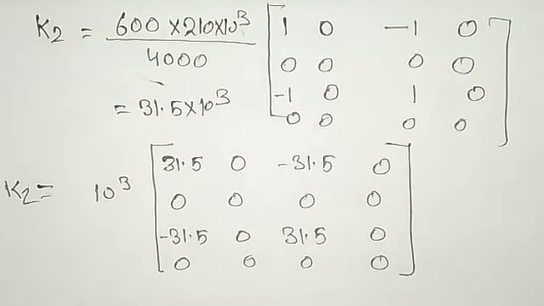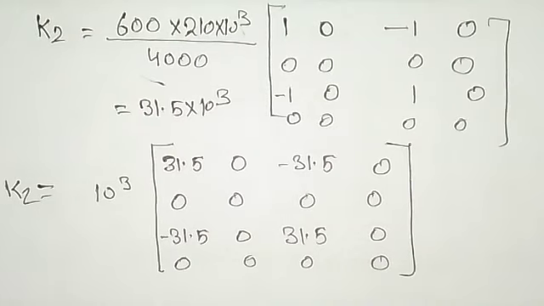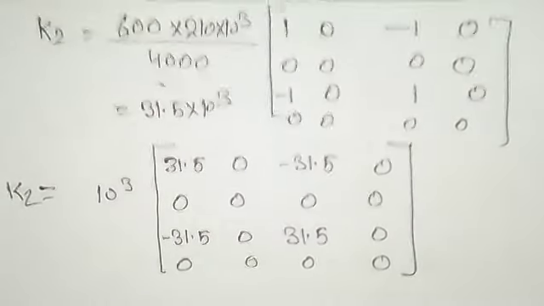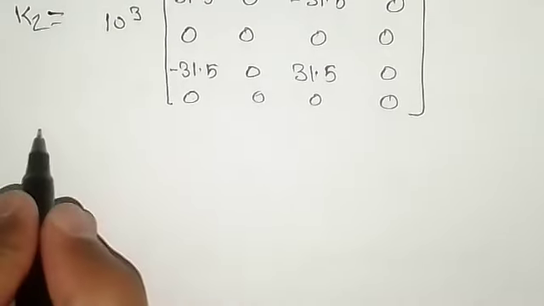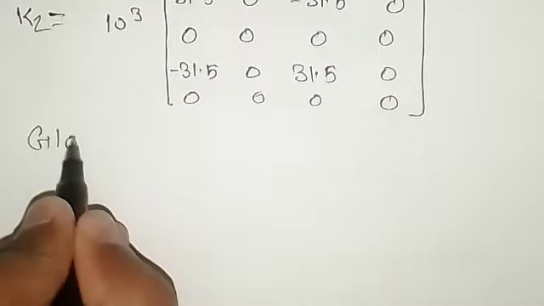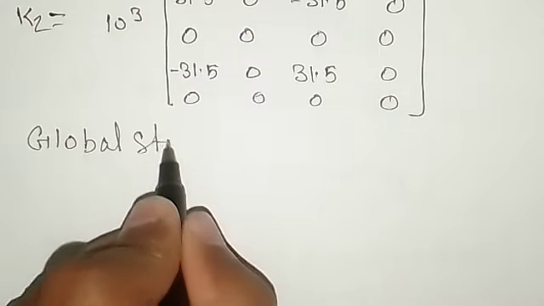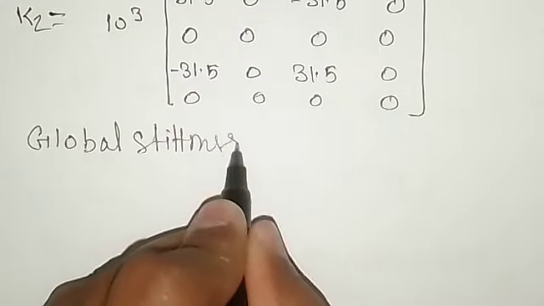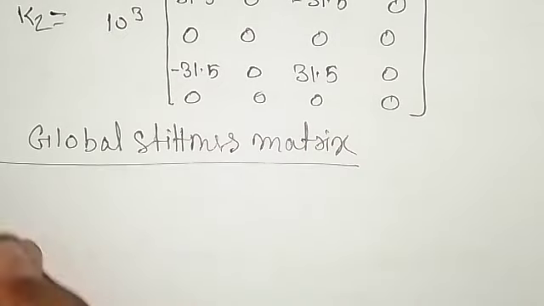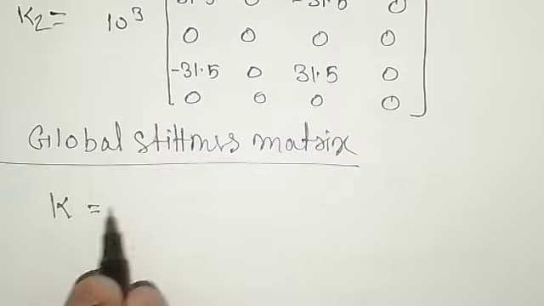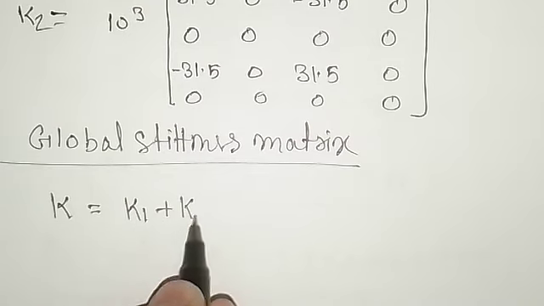Now what we need to find is we have to club them, that is, globalize them, right? So first of all, we will find out the global stiffness matrix, that is K is equal to K1 plus K2. So here we go, that is the global stiffness matrix, right? Global stiffness matrix. So what is the global stiffness matrix? That K is equal to K1 plus K2.